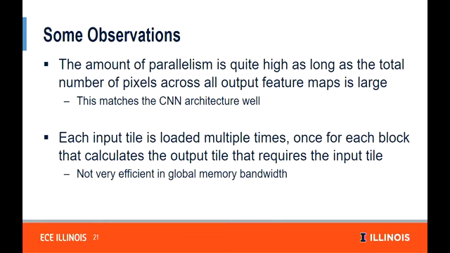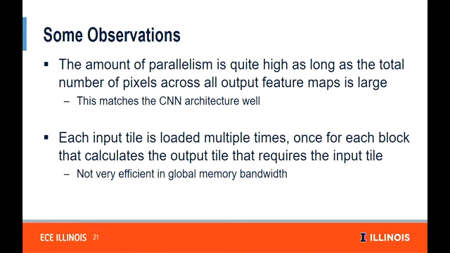There are some observations about the implementation. The amount of parallelism is quite high as long as the total number of pixels across all the output feature maps is large, because the fundamental model of parallelism is the output feature map elements. We are exploiting the parallelism across generating all these output feature map elements. So this does match the CNN architecture very well.